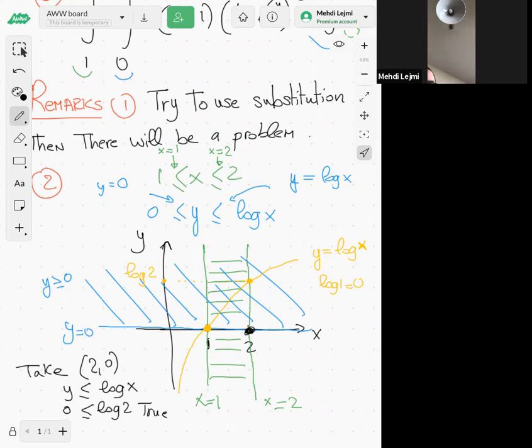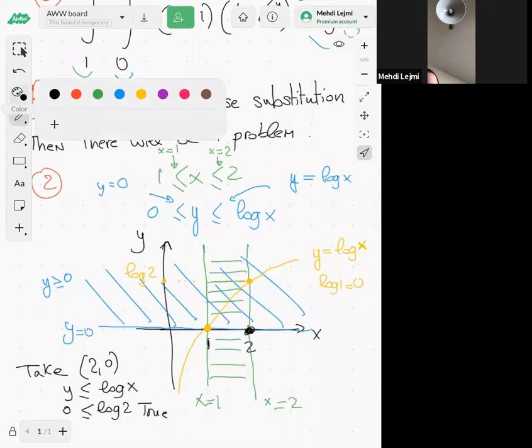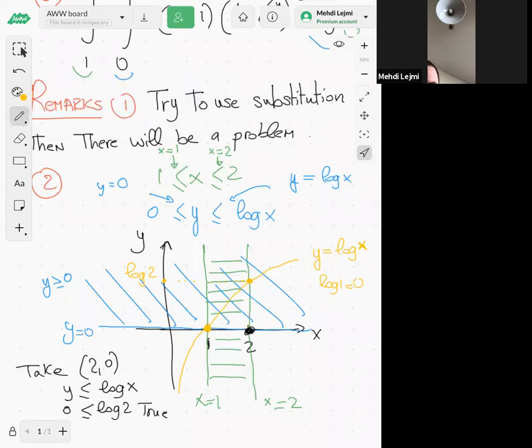So your region which corresponds to y less than log of x would be the region which contains the point (2, 0). So it's going to be this region here, right? So this is where y is less than log of x. Does this make sense to you guys? Well, I hope so. Now, if you take the intersection of all these regions, the yellow, the green, and the blue one, then you're going to get your region D.